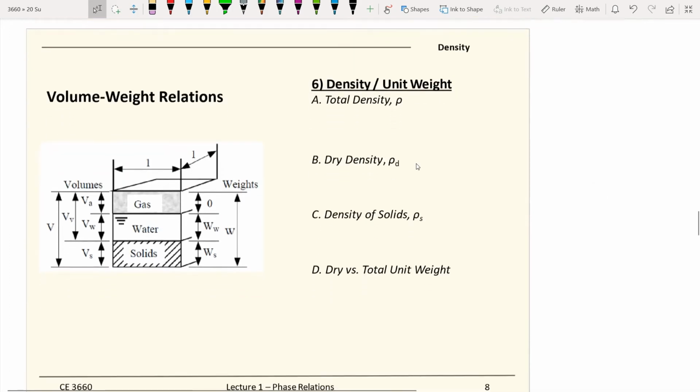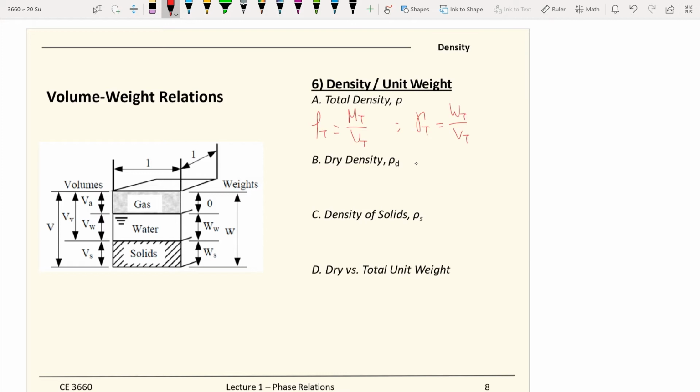All right, more terminologies to come. This time, we look at the density. So first, we look at the total density. So total density means the total mass divided by the total volume. Density can also be thought of the other way as the unit weight. So unit weight is gamma T. So the total unit weight gamma T is equal to total weight divided by the total volume.